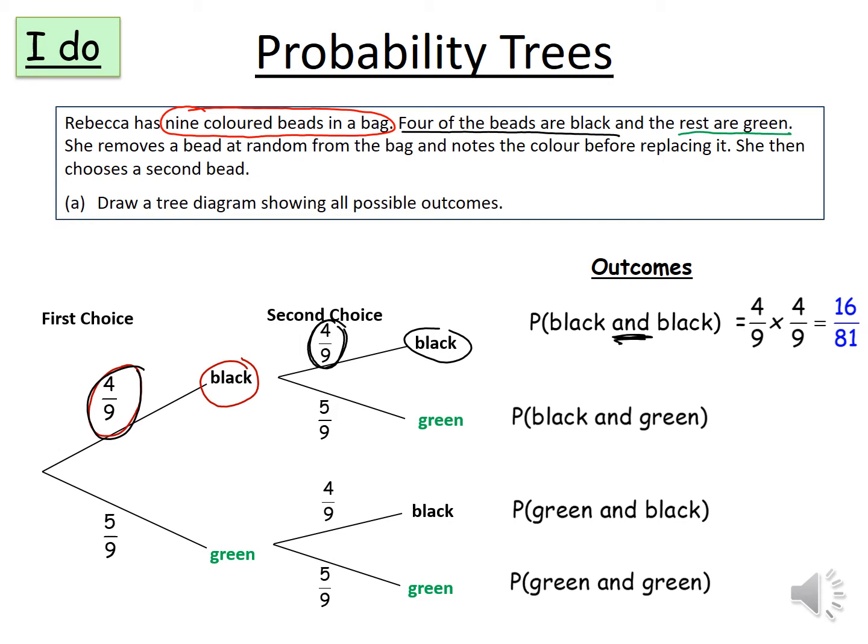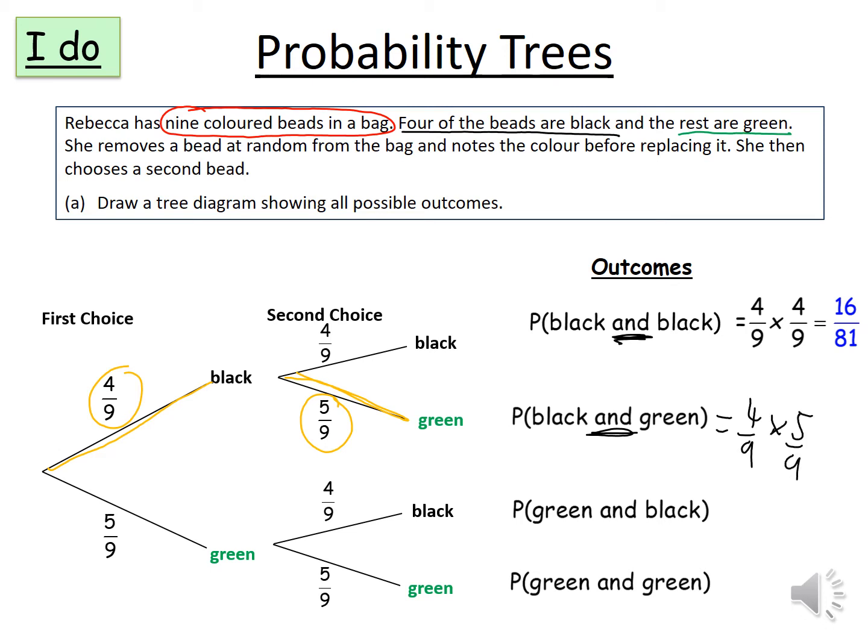So let's see if we can apply that to the next one, the probability of getting a black and a green. Let's follow our tree diagram. I'm just going to erase these here. A black and a green, so we're going to go black and then we're going to go green. So these 2 probabilities here. Again, have a look on the right hand side. We are using the term and, so we're going to multiply these 2. So it's 4 over 9 times 5 over 9, and that is equal to 20 over 81.